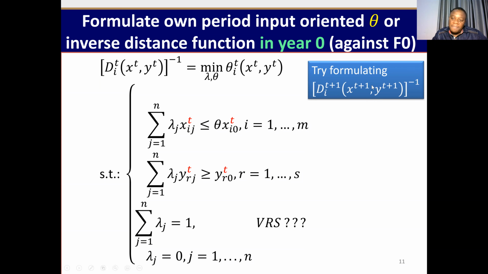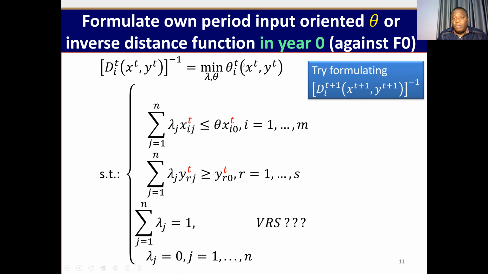Other than that, I want you to do me a favor by formulating the D^{t+1}. So I want you to formulate the distance function of a firm in year 2, as you can see, year 2 for t plus 1. The firm in year 2, but relative to the frontier in year 2 as well. So that's also own period efficiency, or own period distance function in year 2. How would you have formulated that?